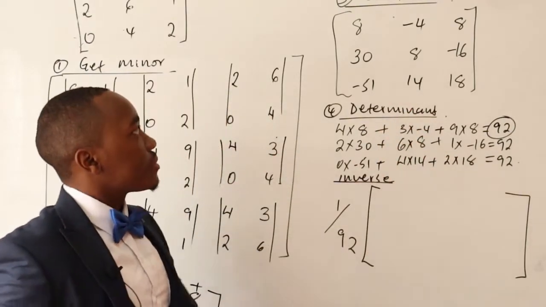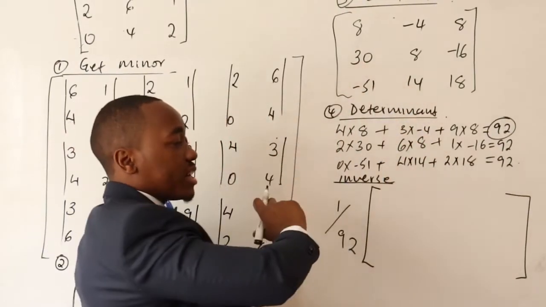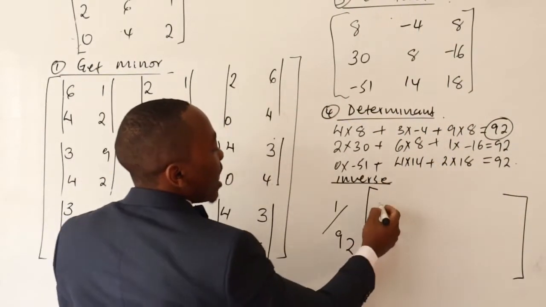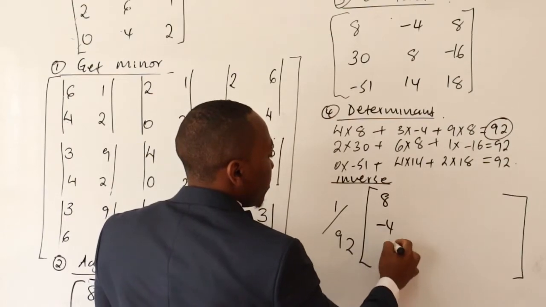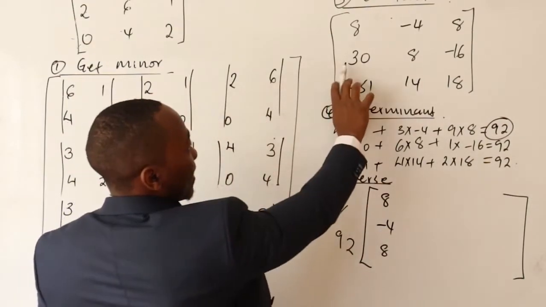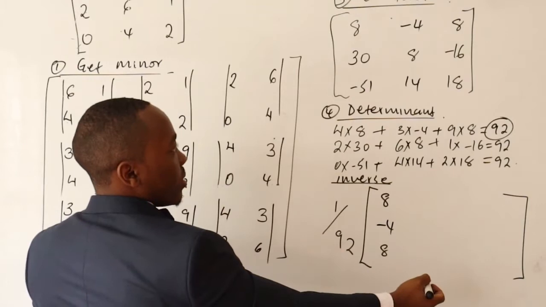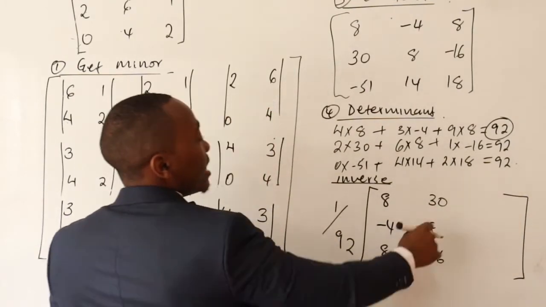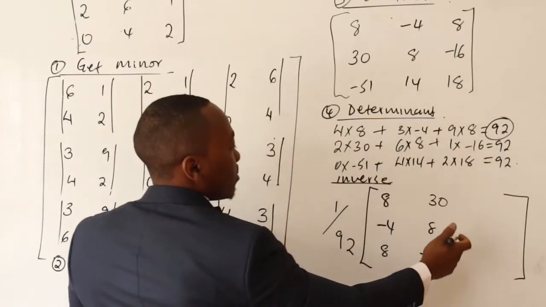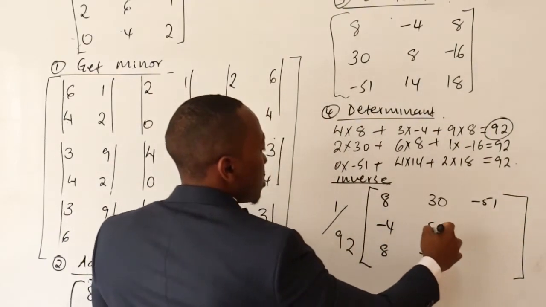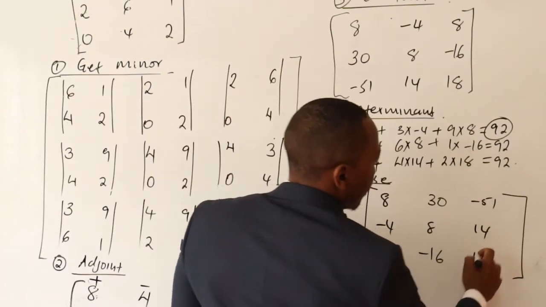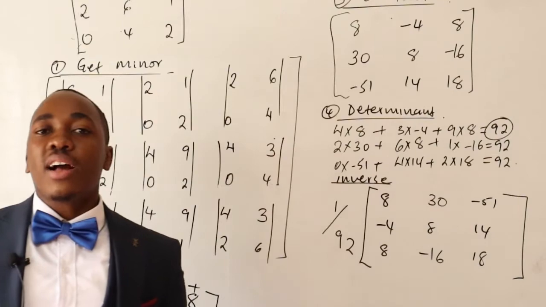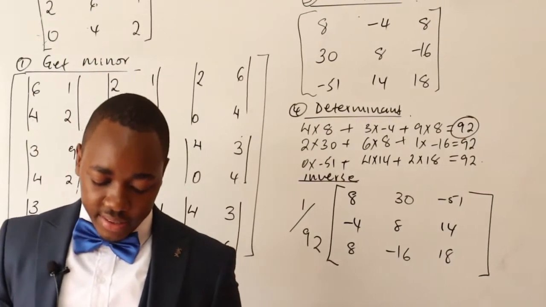This is our cofactor, and we are transposing it. The first row becomes the first column, so we'll have 8, negative 4, 8. The second row becomes the second column, so you'll have 30, 8, negative 16. And the third row becomes the third column: negative 51, 14, and 18. So that's how you get the inverse of a 3 by 3 matrix.